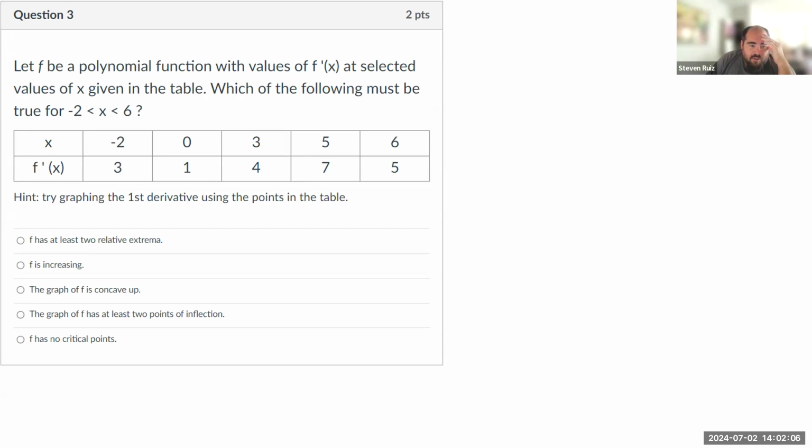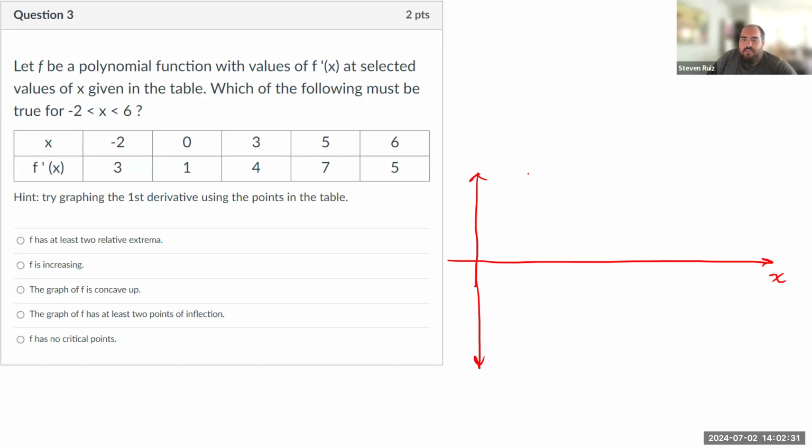Question 3, f is a polynomial function. So why does it tell us a polynomial function? If it's a polynomial function, that tells you that your function is twice differentiable. It's infinitely differentiable, so it's twice differentiable. So we are told as a hint to try to graph this thing, so let's do it. Try graphing the first derivative using the points in the table.